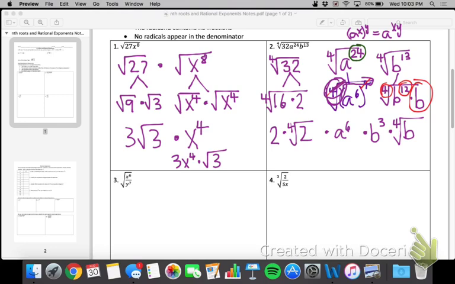So now if we just write this in a nice order, these numbers are going to be inside of the radical, and all the other numbers are going to be outside. So 2a to the 6th b cubed times the fourth root of 2b is our final answer.